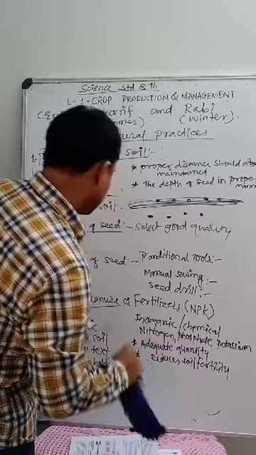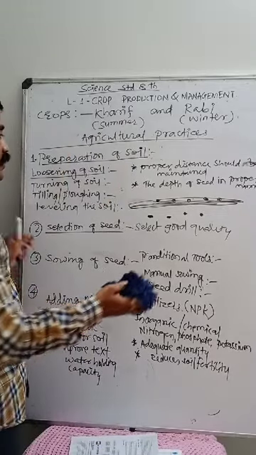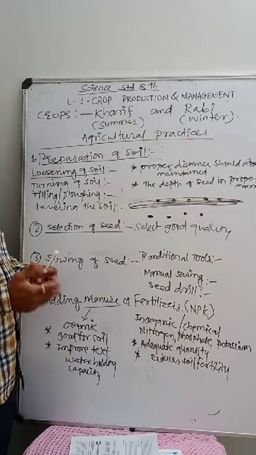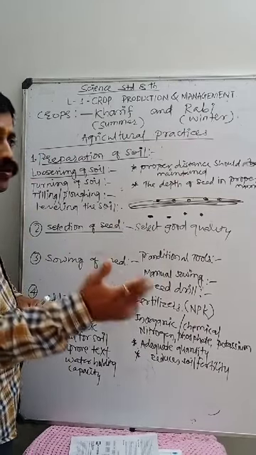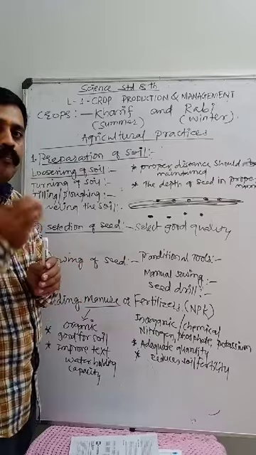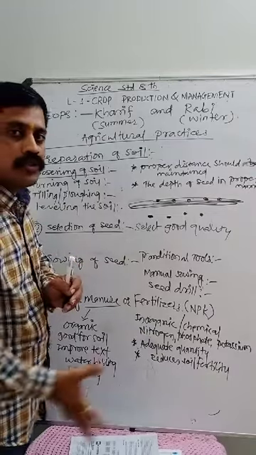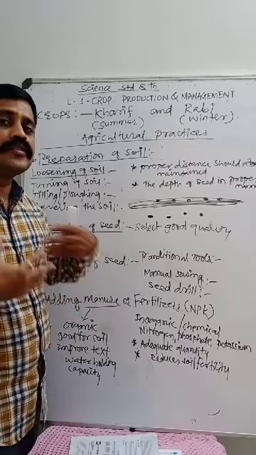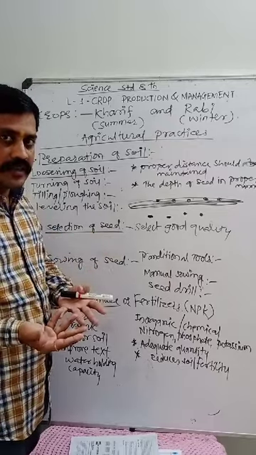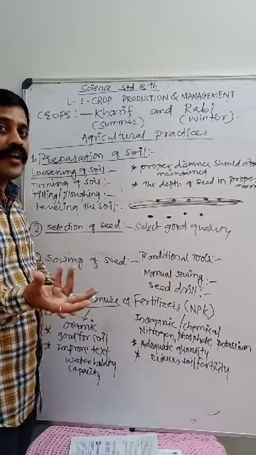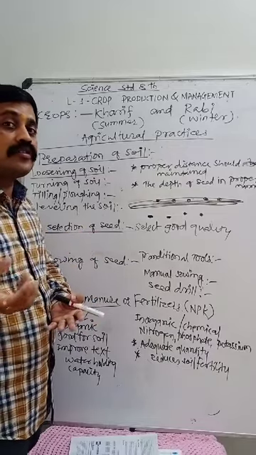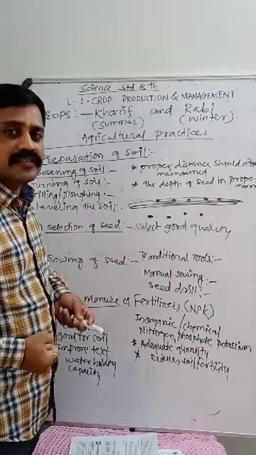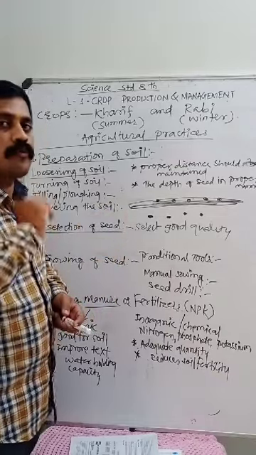The next one is adding manure. Adding manure means addition of manure. As you know, for the growth of plants we need proper nutrients, isn't it? Without proper nutrients, for example carbohydrates and proteins, how important they are for us, isn't it? When you were a child, just remember how your mother was behind you to take milk, to take different kinds of nutrients. For what reason? For your proper growth.